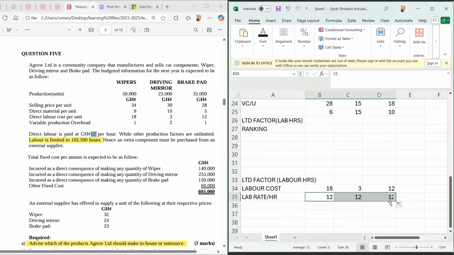You are looking for hours. So it should be in hours. So that's why you divide. So you divide cost divided by rate.